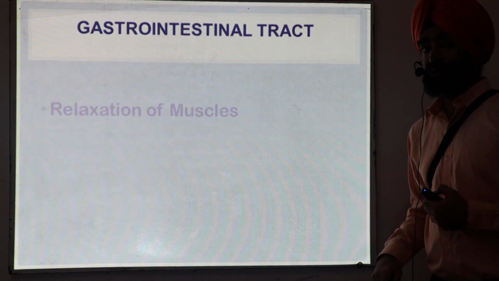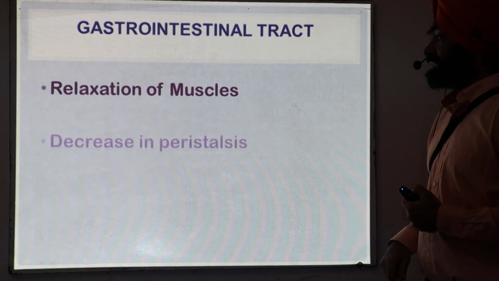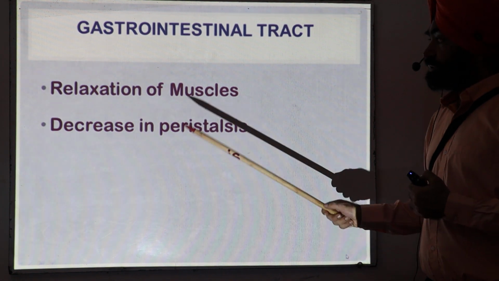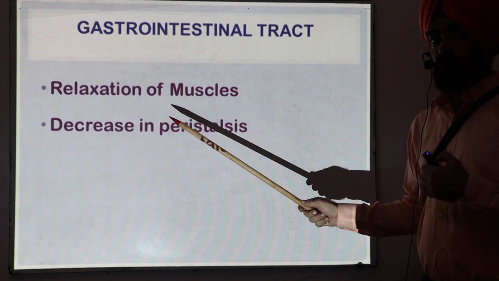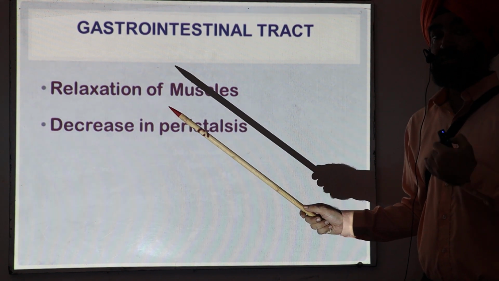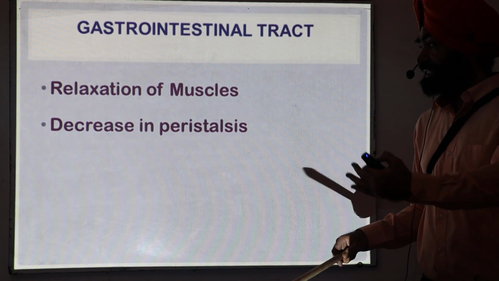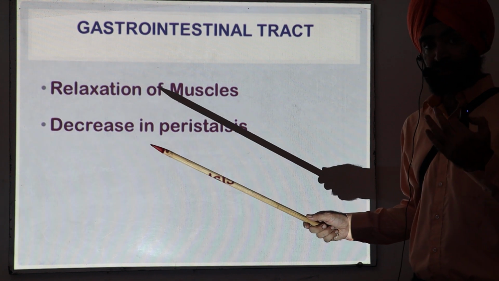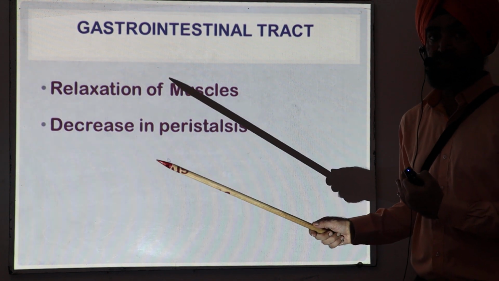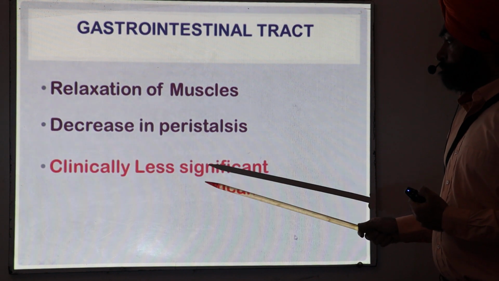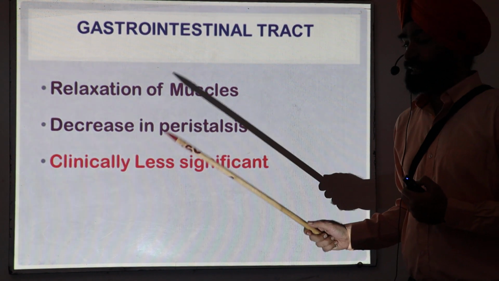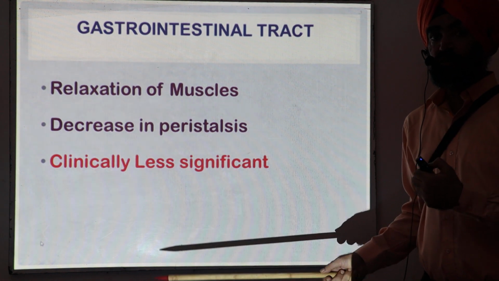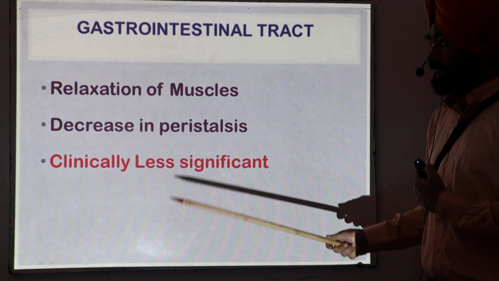On the GIT, the gastrointestinal tract, it relaxes the muscles. As a result, there is a decrease in peristalsis. You see, this effect is opposite to that of cholinergic drugs. Cholinergic drugs increase the peristalsis. For more on the effects of cholinergic drugs, you can go to the link given in the description section of this video. But in comparison to cholinergic, these effects are less significant clinically. Cholinergic is more important, sympathetic is less important in the GIT.